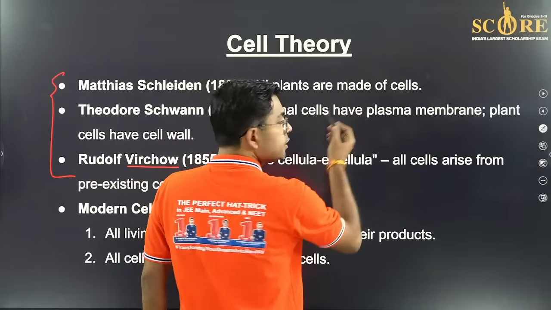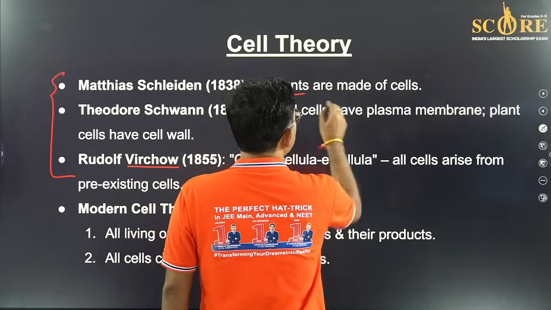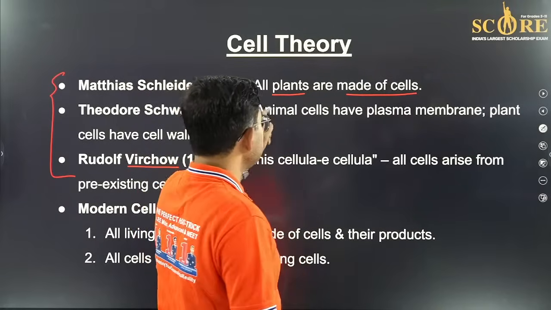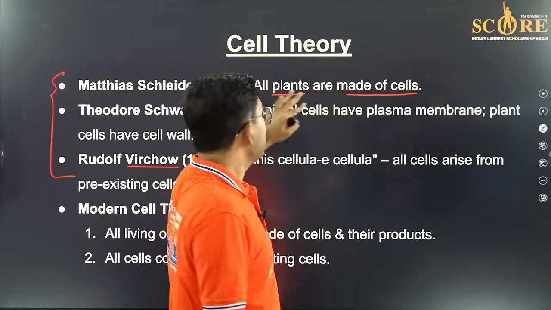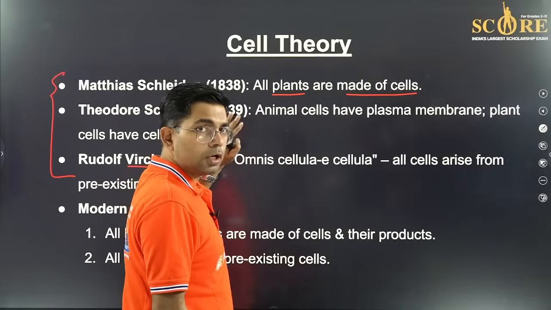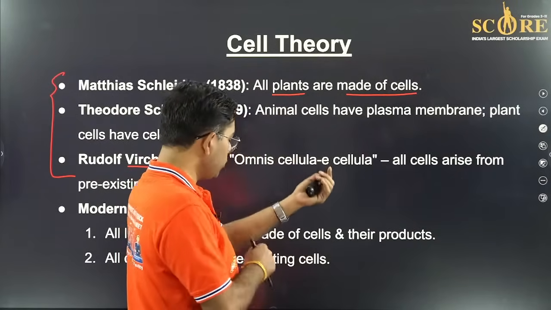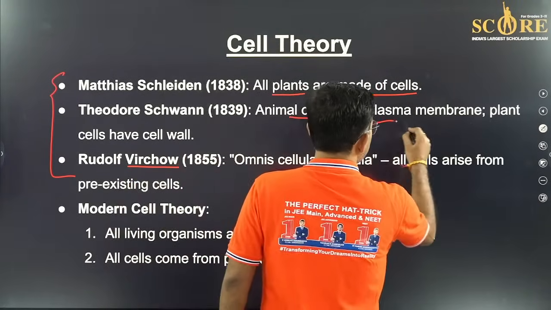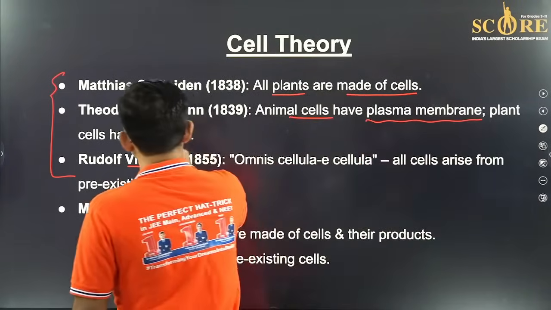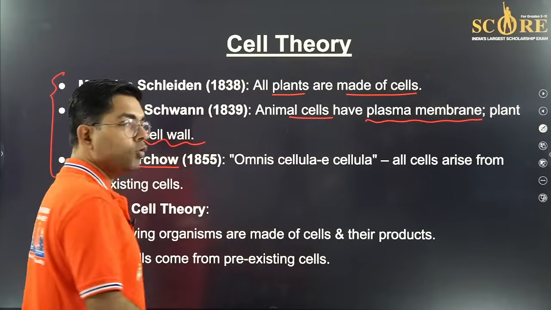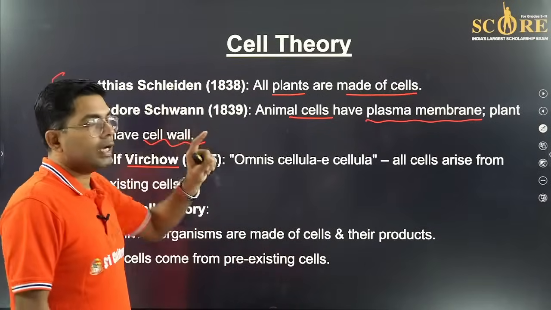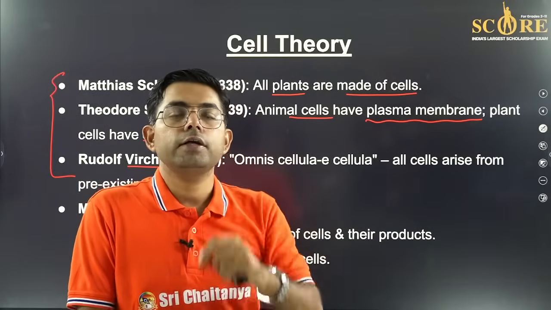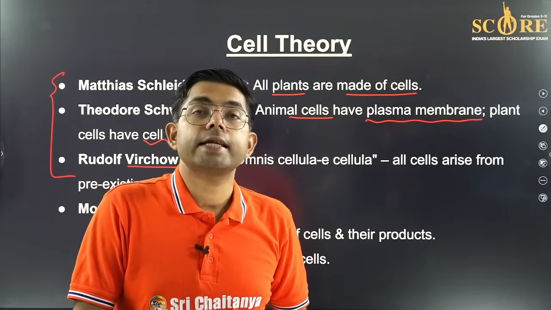One, Schleiden said that all plants are made up of cells. Now, Schleiden was a botanist, so he worked on plants. Schwann was a zoologist, so he worked on animals, but he also worked on plants. He said that the animal cell has a plasma membrane and the plant cell has a cell wall. Overall, they said that all animals and plants are made up of cells, but they were not able to explain how the cell originates.